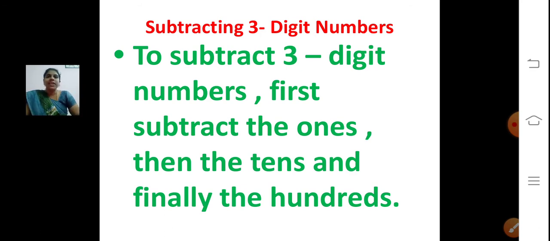To subtract 3-digit numbers, first what do we have to do? Subtract the ones, then the tens, and finally the hundreds. I'll repeat it one more time. To subtract 3-digit numbers, first subtract the ones, then the tens, and finally the hundreds.